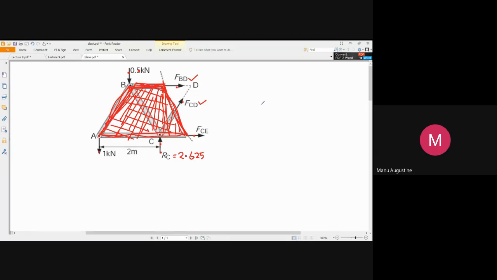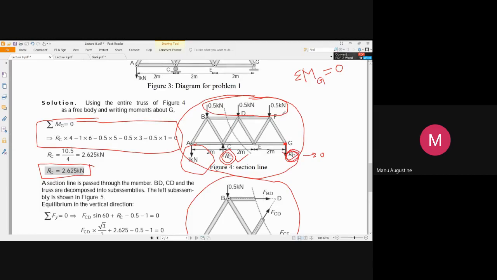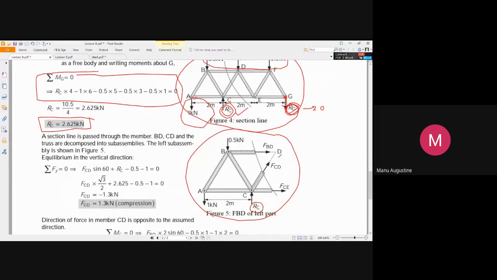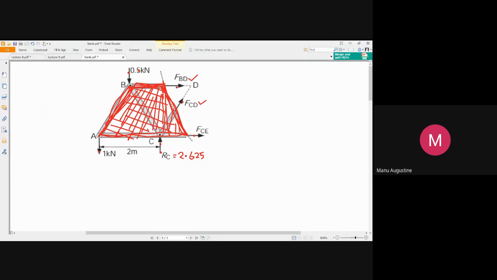Since the complete body was in equilibrium under the action of all these forces, in the presence of all the stresses and forces of the members, everything included, this whole body was in equilibrium. So if I consider a section of the body or a part of the body, that part of the body should also be in equilibrium. That is the logic that I'm going to apply. So I am considering this part of the body to be in equilibrium.